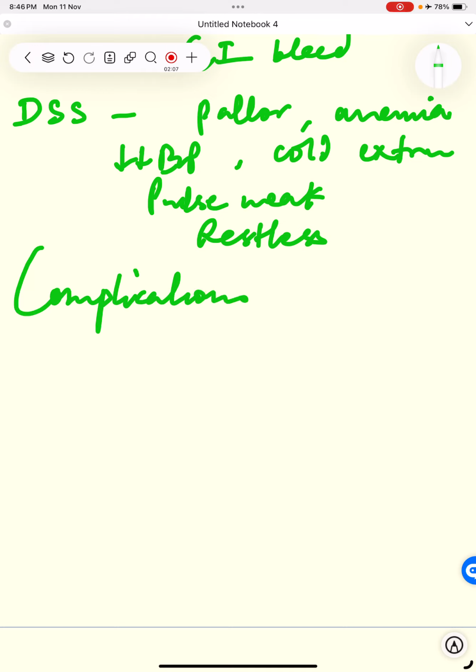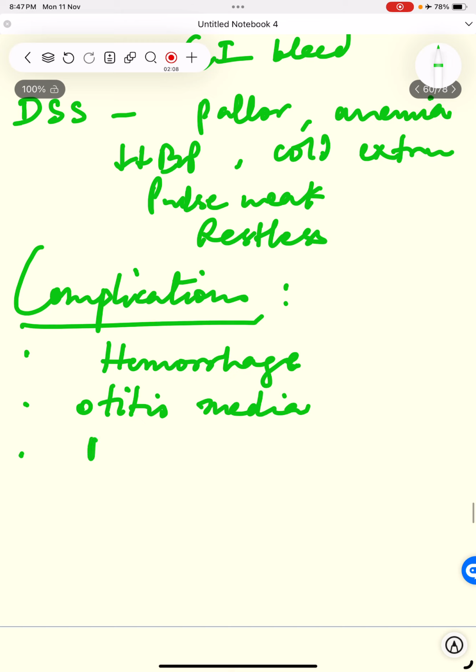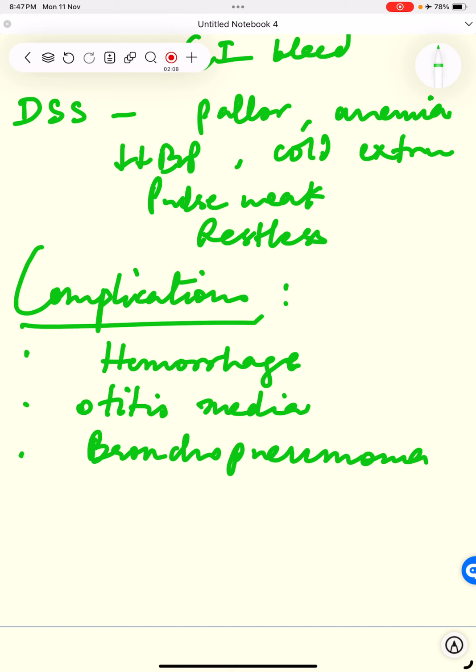This is very important. As clinicians, we must be fully aware. Now the complications of dengue, of course, to begin with, it's the hemorrhage, because the patient needs to be stabilized if the bleeding is more. Patient can have ear infection or otitis media, middle ear infection. Patient can land into bronchopneumonia. I have made a video on pneumonia. If you wish to understand pneumonia in detail, you can go and check the video on my channel.